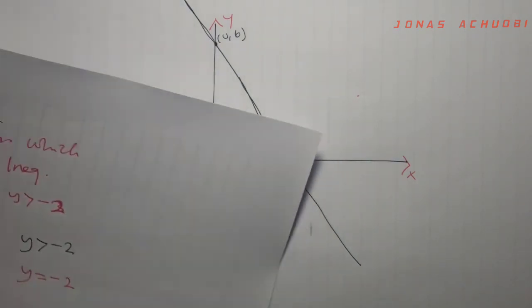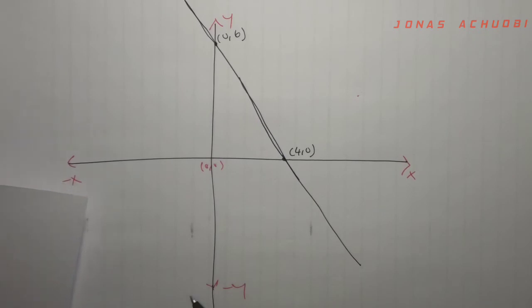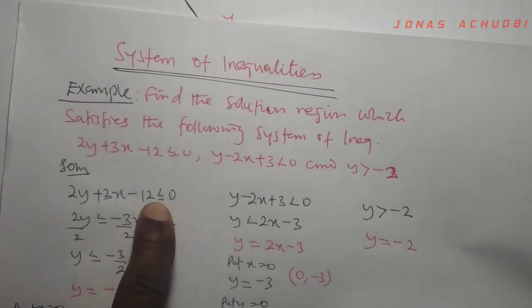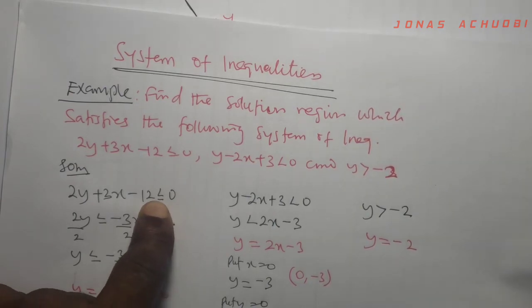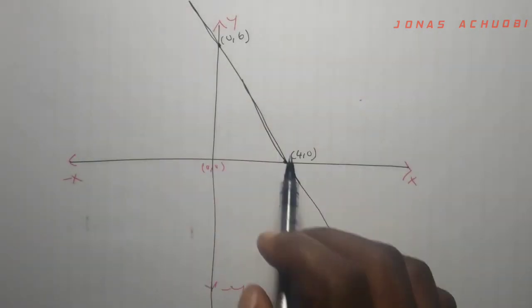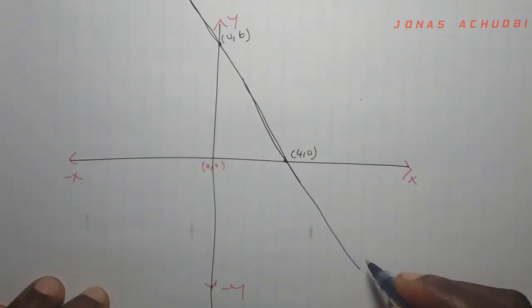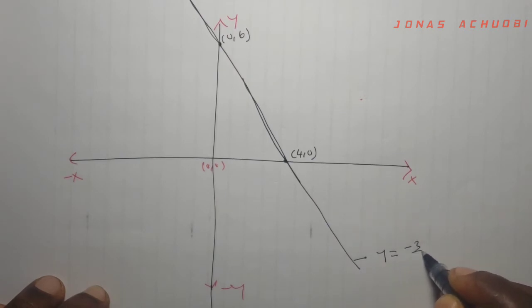The next question is, do we shade below the line or above the line? We check again. We have less than. And once we have less than, we shade below the line. So this is the line. So above the line will be this way, and below the line will be this way. But before then, what line is this? That is the line y equal to minus 3 over 2x plus 6.